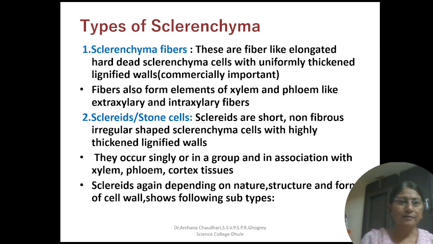Types of the sclerenchyma. The sclerenchyma fibers are long, elongated, dead sclerenchyma with uniformly thickened lignified wall, and they are commercially important. Fiber also forms elements of xylem and phloem like extraxylary and intraxylary fibers. The stone cells, also termed as sclereids, are short, non-fibrous, irregular shaped sclerenchyma cells with highly thickened lignified walls. They occur singly or in a group and in association with xylem, phloem, cortex tissues. Sclereids, again depending on nature and structure of the cell wall, show the following subtypes.